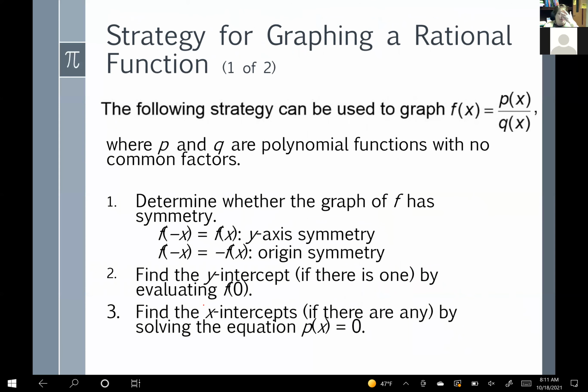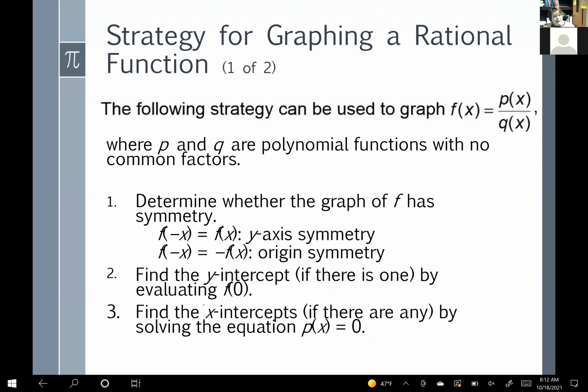So in your homework, there are problems where you're going to graph rational functions. And it's pretty much a step-by-step process, everything that we've already done. So none of this is new, except maybe the asymptotes. So it's the same strategy we've used for graphing functions since chapter 2.